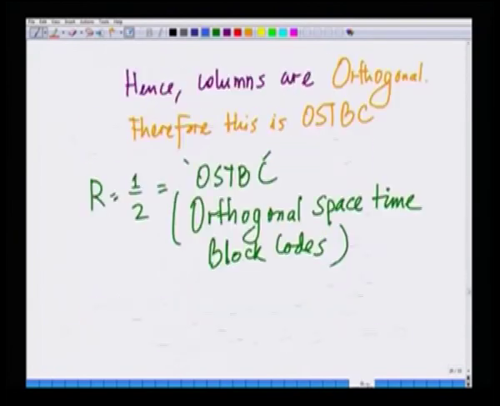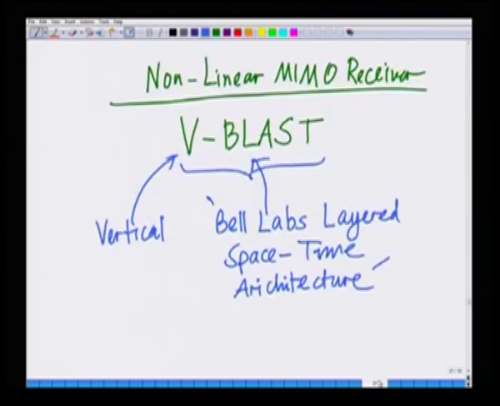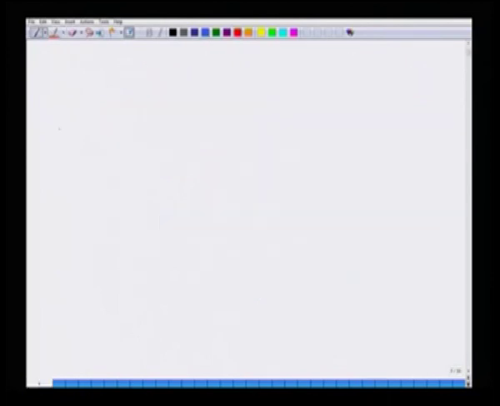And finally, we also started our discussion on nonlinear MIMO receivers with VBLAST, which is the Bell Labs vertical, Bell Labs layered space-time architecture for MIMO reception. This is the point at which we left last time. So, let us continue our discussion from this point, that is, we were talking about nonlinear MIMO receivers.